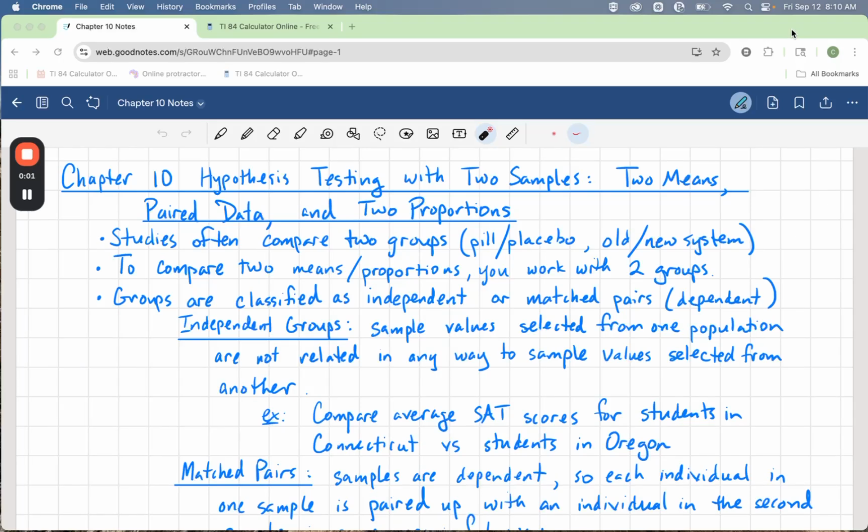All right, everyone, only 2 chapters to go. We are doing chapter 10. Chapter 10 is about hypothesis testing with 2 samples. So either 2 means, paired data, and 2 proportions.